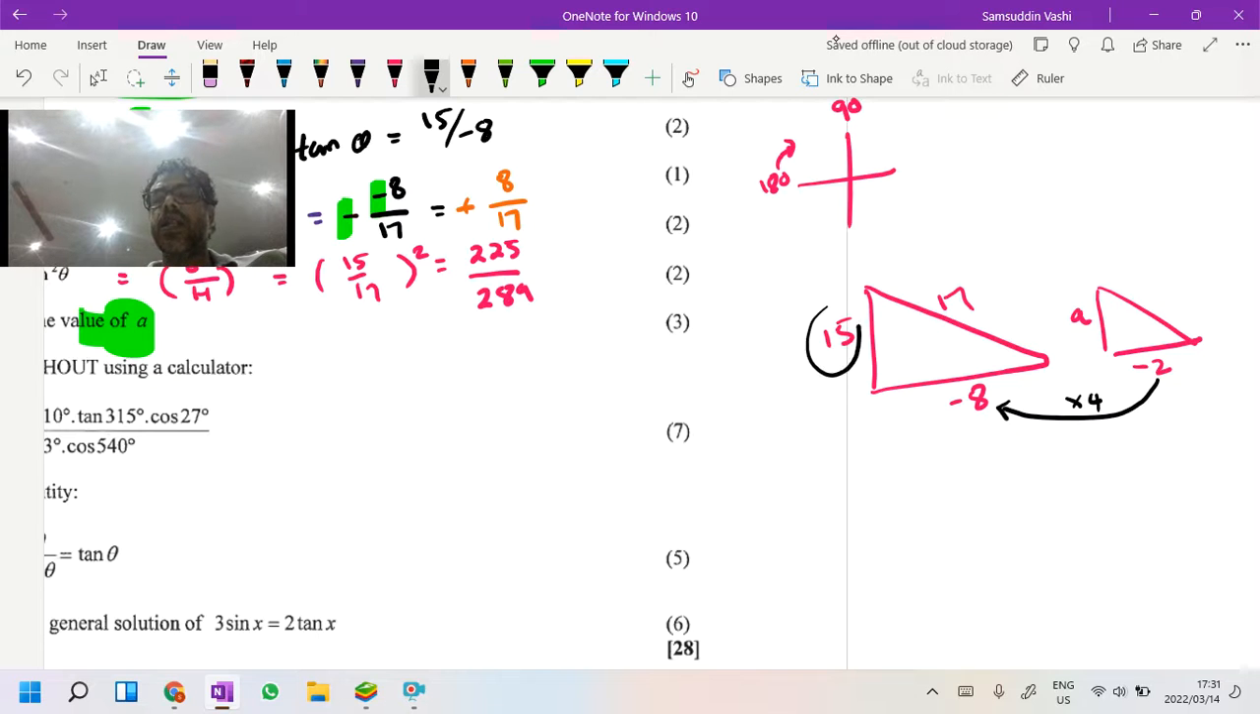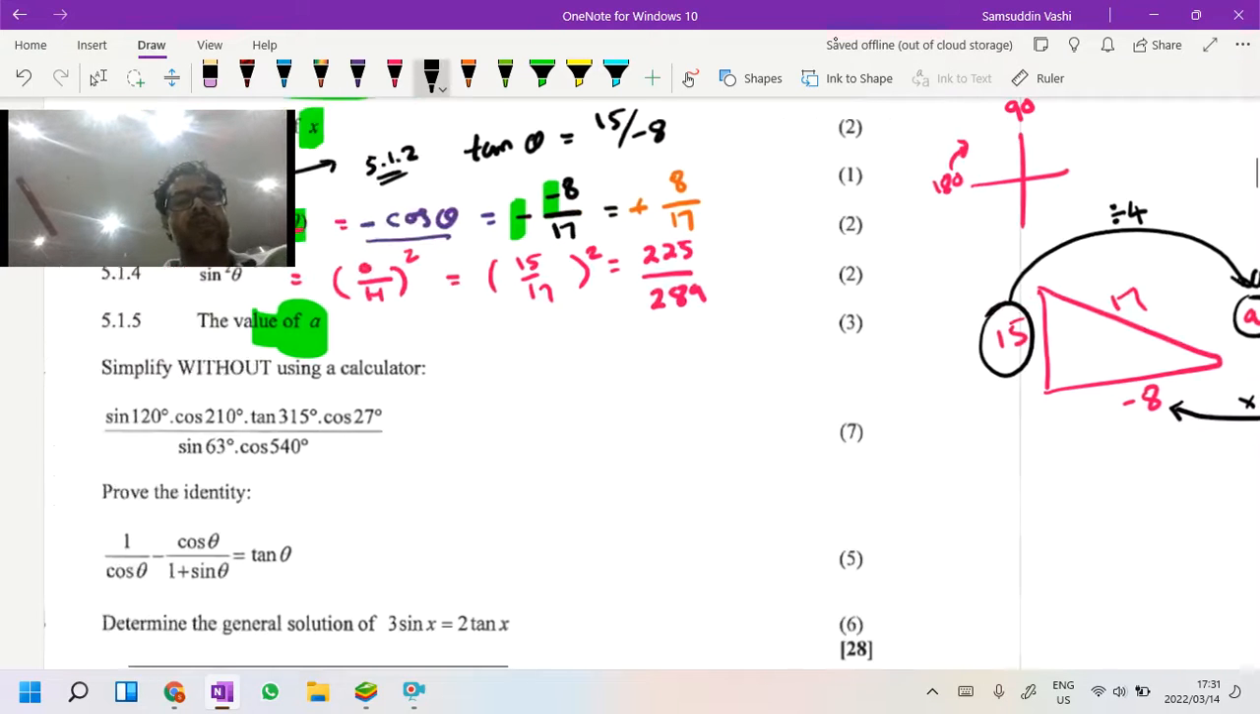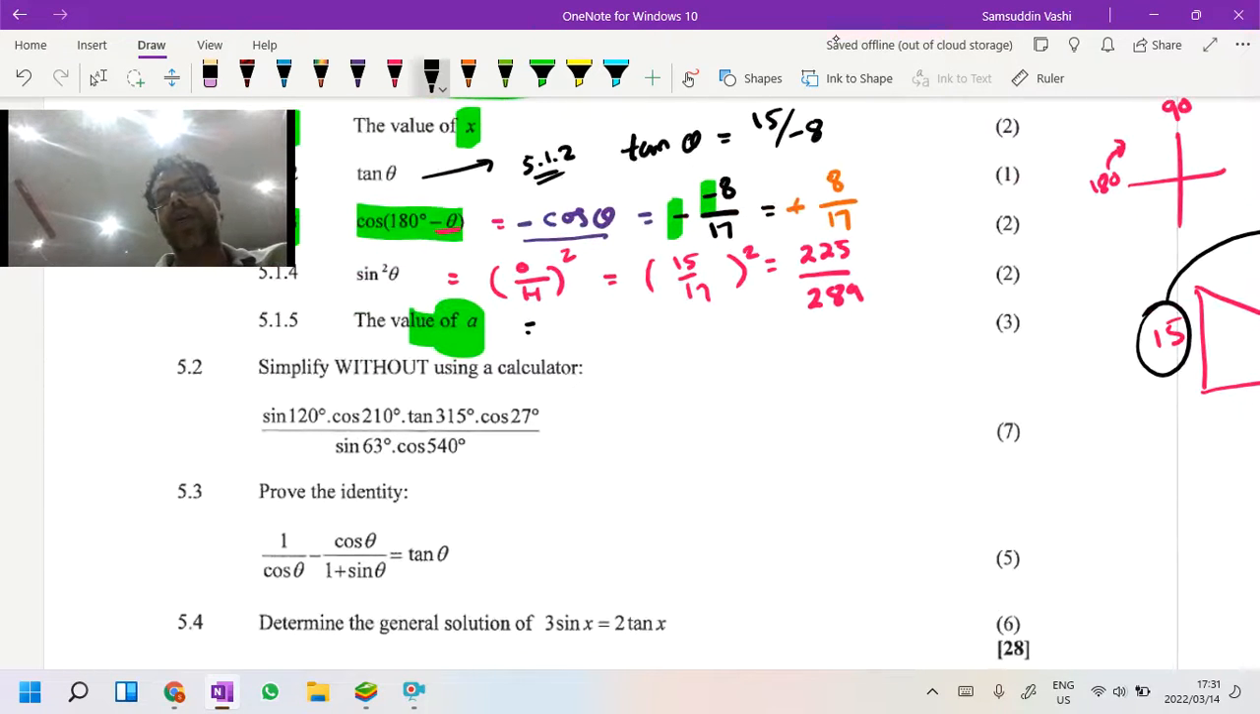Similarly, if I'm looking at this vertical 15 and vertical A length, if I have to go bigger triangle to smaller triangle, I'm going to divide by 4. So the answer for value of A, I can just say 15 divided by 4. No need to simplify, that's my answer. So the similarity questions will come again and again. Right? So many times it has been asked.